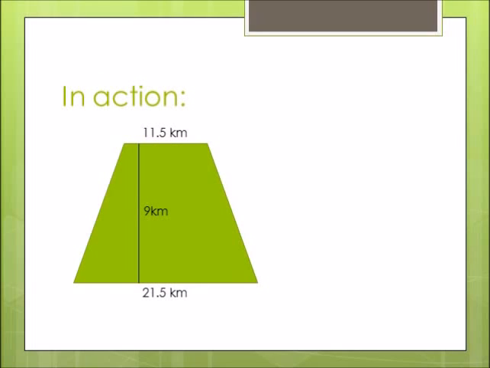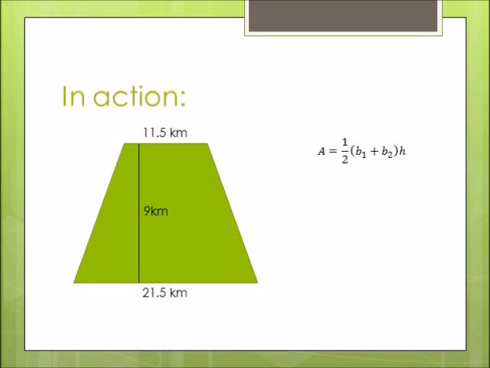So let's see this in action. We have a trapezoid with base 1 of 11.5 kilometers, base 2 of 21.5 kilometers, and the distance between our two bases, the height of this trapezoid, is 9 kilometers. So we start out with our area formula. Area is equal to 1/2 times base 1 plus base 2 times the height.